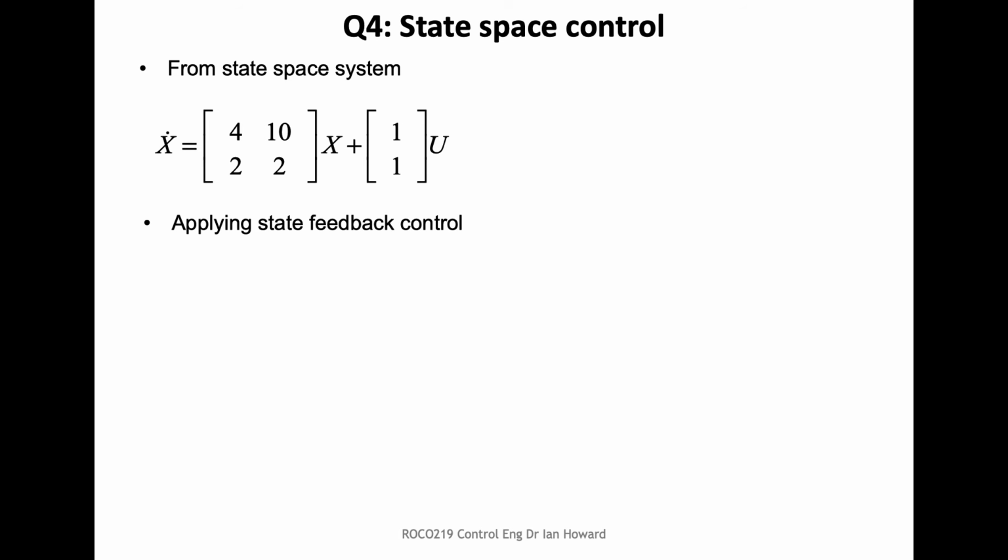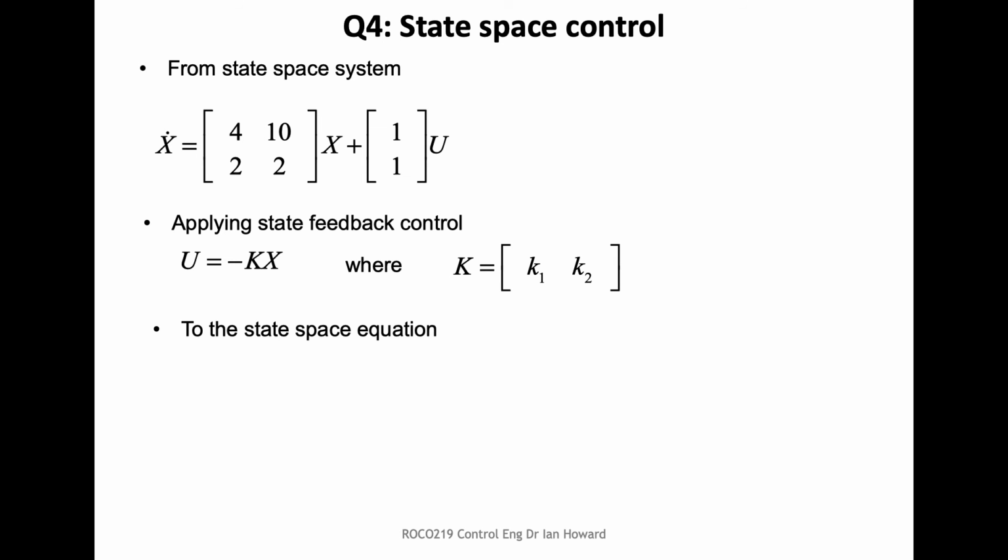So we've got our system. What we're going to do now is apply state feedback control. So we're going to set u equals minus Kx, okay? And K is going to be of the form K1, K2. So it's going to be this row vector, and we'll come to that in a second.